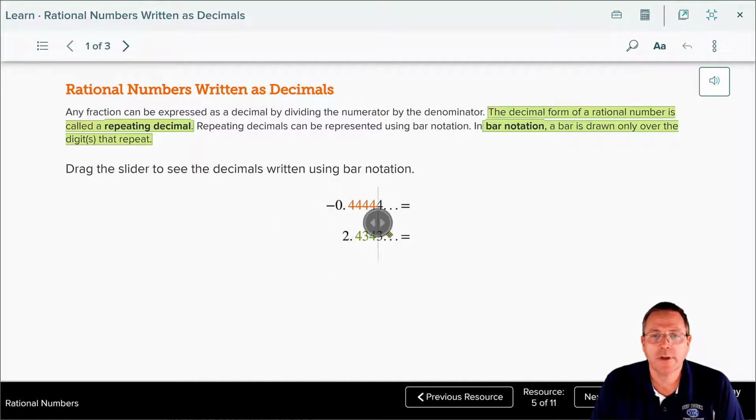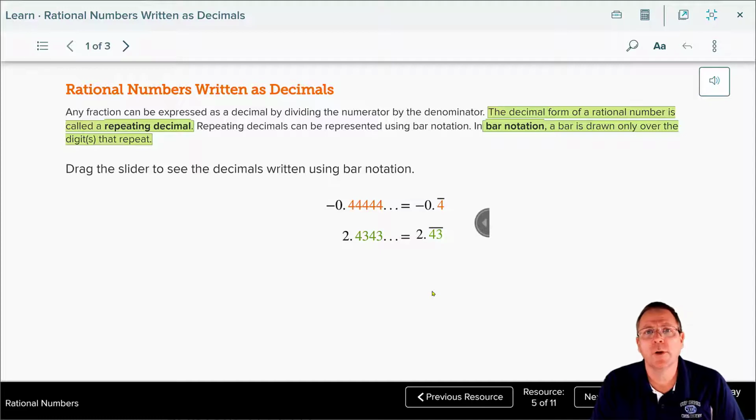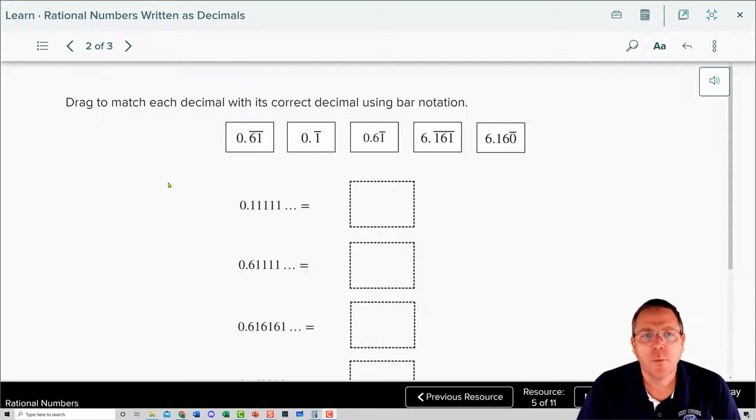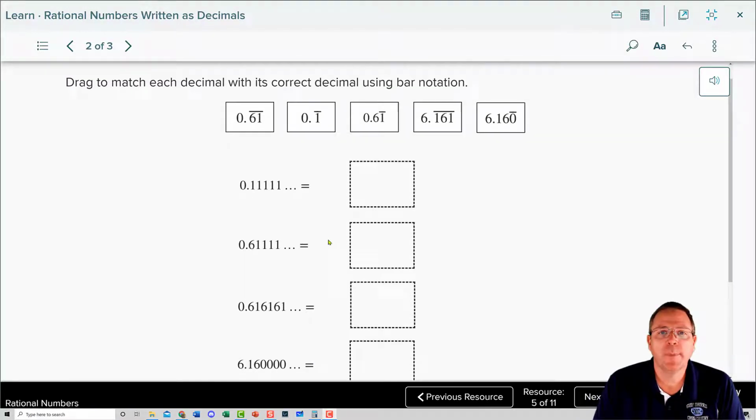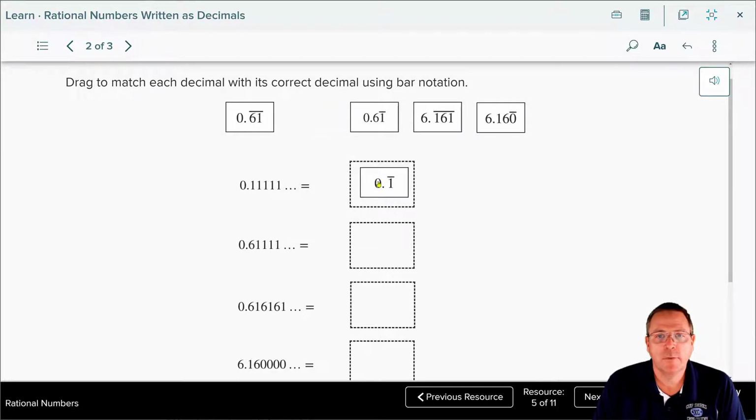Here we go. I'm going to slide it over. On the one on the top, you have your 4 repeating. So my bar notation would be written as negative 0.4 with a bar just over the 4. And for the other one, the 4-3 is my repeating pattern. So it's going to be written as 2.43 with a bar over both the 4 and the 3. You should already know this. That should be a straight up review from elementary school. Next, we want to drag each one of these boxes into their appropriate spot to match up the repeating notation. This one is the only thing repeating, so it's going to be 0.1.